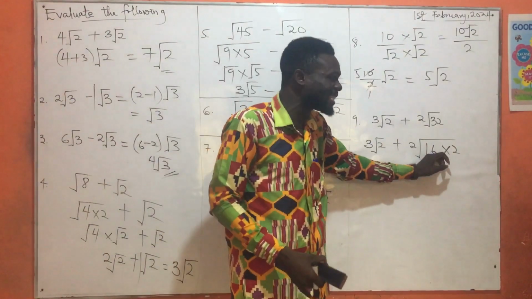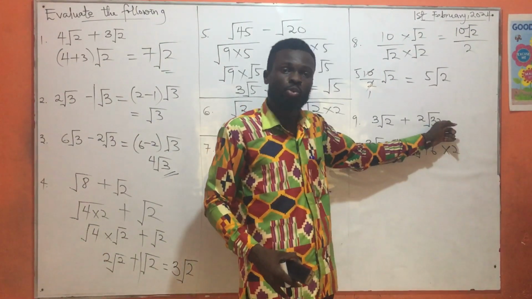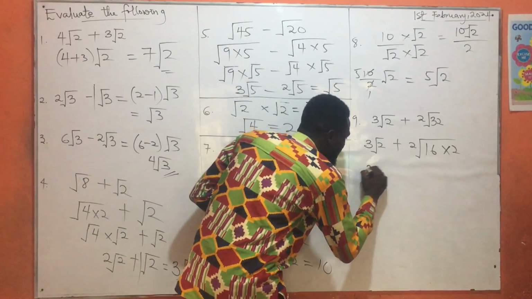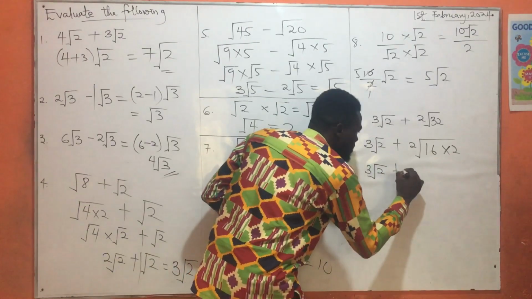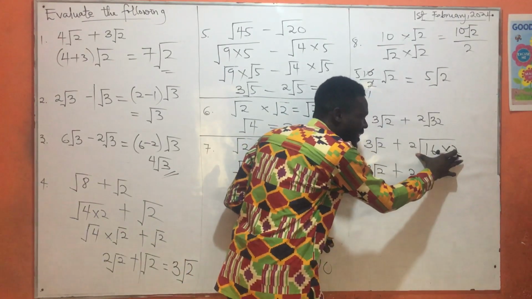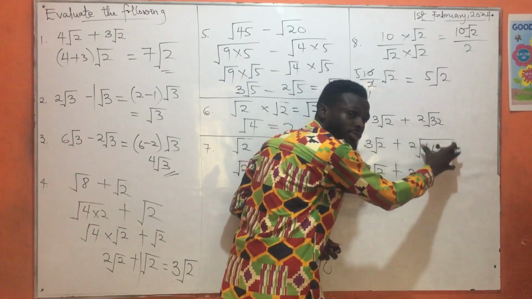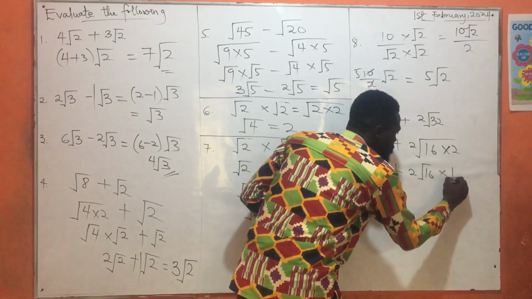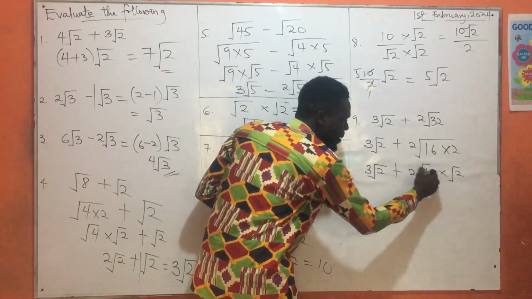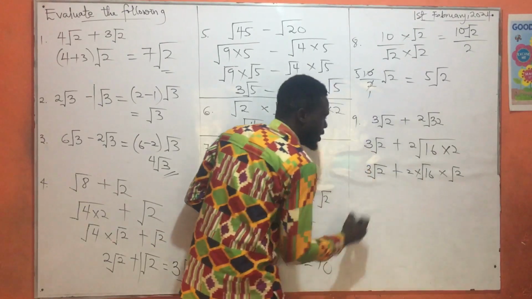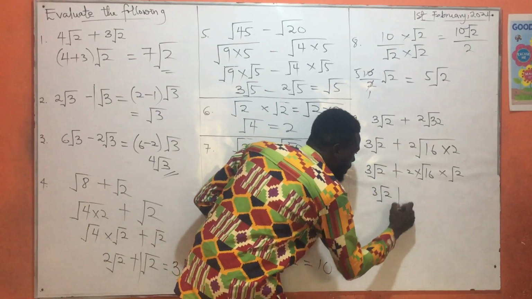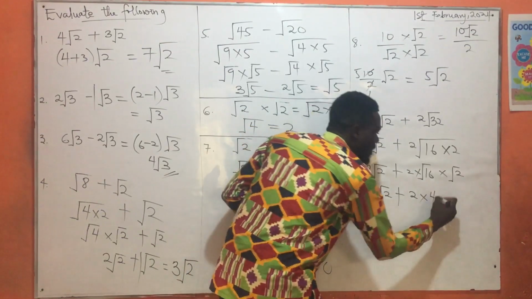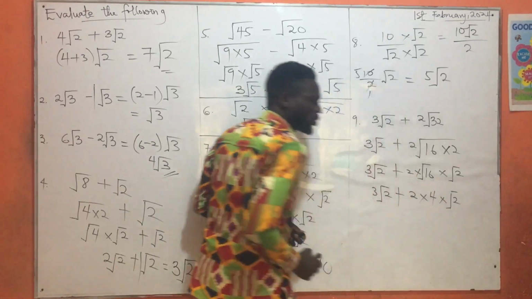But once we've used 16 times 2, which is 32, and the 16 is a square number, so now we are having 3 root 2 plus 2 times the square root of 32. Let's split out the square root of 16 times 2, which is the square root of 16 times the square root of 2. So here you are multiplying. We should note that. So we have 3 root 2 plus 2 times the square root of 16, which is 4, times root 2.